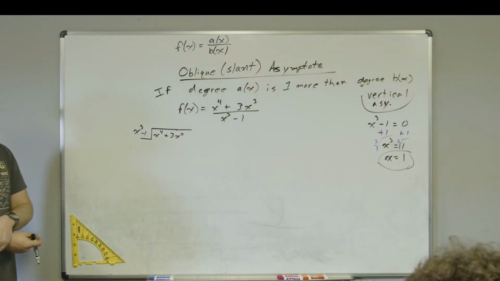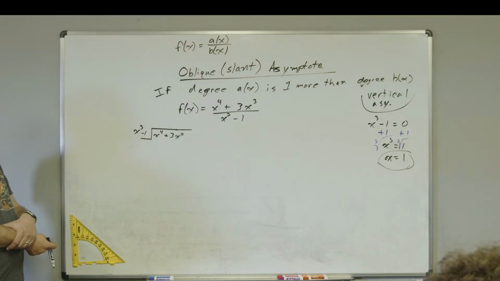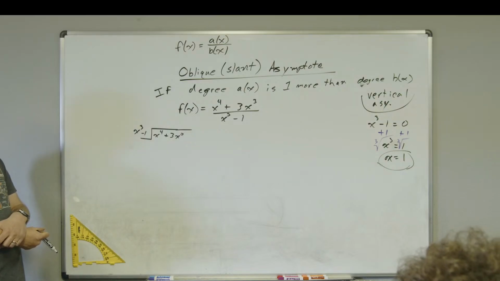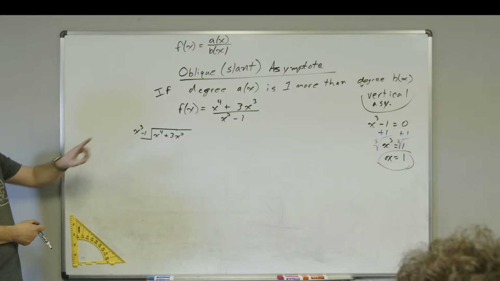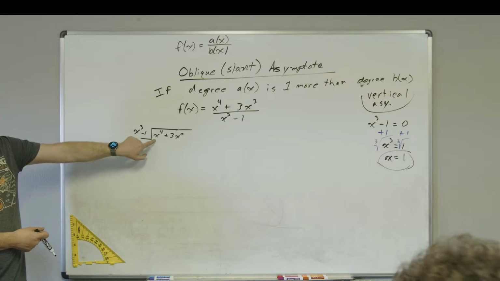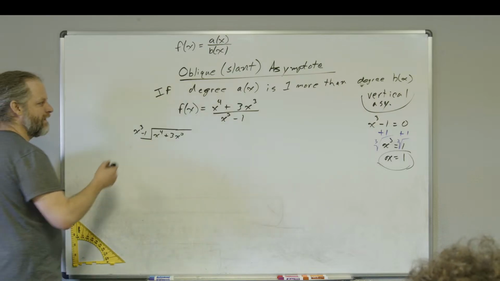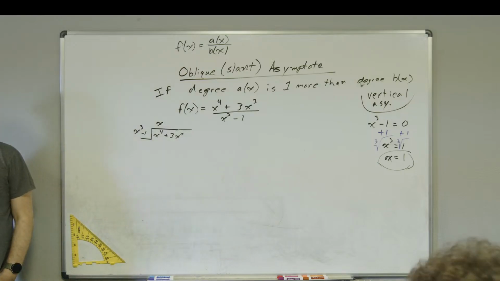If it was a 1, we could use synthetic division, but it's not. What do we do? See how many times 1 gets into... No, but you're on the right track, but you use x cubed. X cubed goes into x to the 4th how many times? X times. Now what do we do?